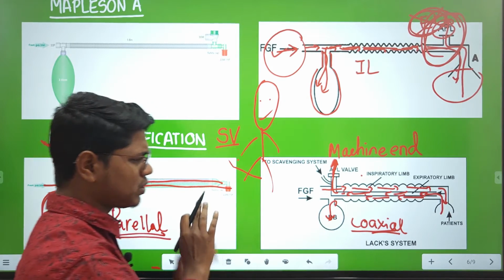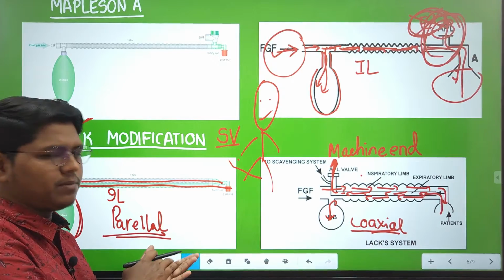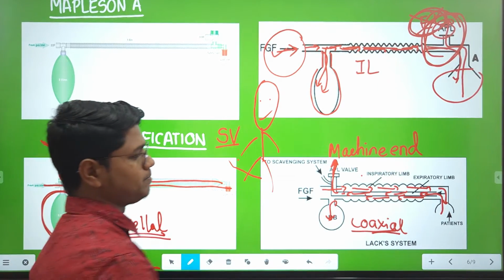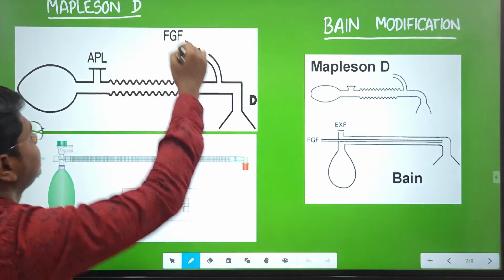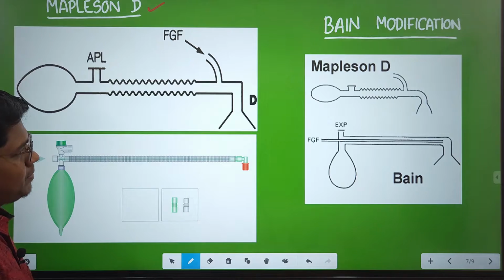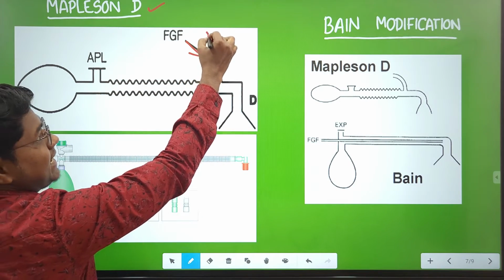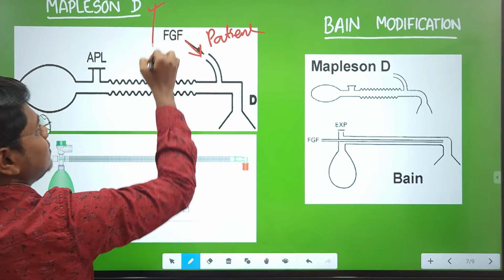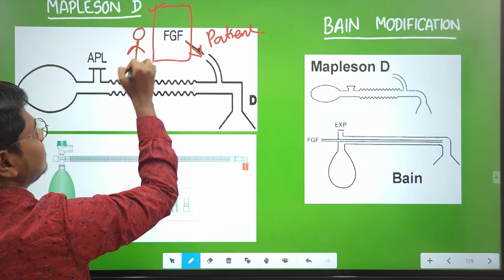Most of the data is from human anesthesiology, but in veterinary anesthesiology books you will also find these mentioned. Okay. Next, the Mapleson D system. In the Mapleson D, the fresh gas flow is at the patient end. So here there will be the machine and the anesthesiologist will be sitting here.